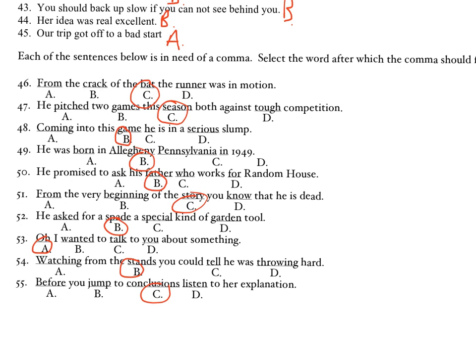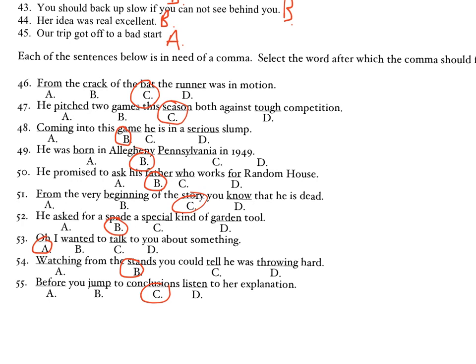He was born in Allegheny, Pennsylvania in 1949. This is what we call a standard use. You would separate a city from a state with a comma. So, Allegheny, Pennsylvania, put a comma after Allegheny. He promised to ask his father, who works for Random House. We're going to put a comma after father. Who works for Random House is an adjective clause. And adjective clauses receive commas when they are non-essential. In this case, we don't need to know that he works for Random House. So we would put a comma after father.